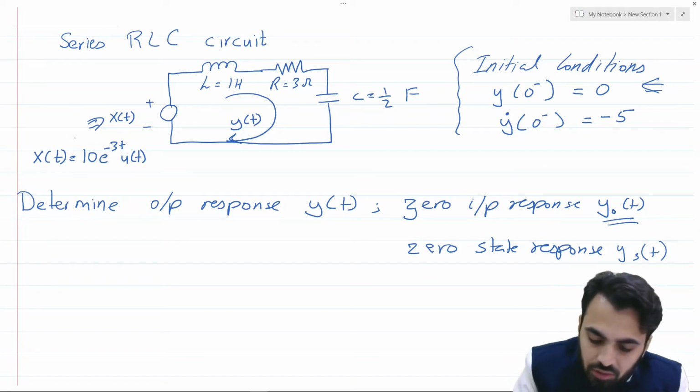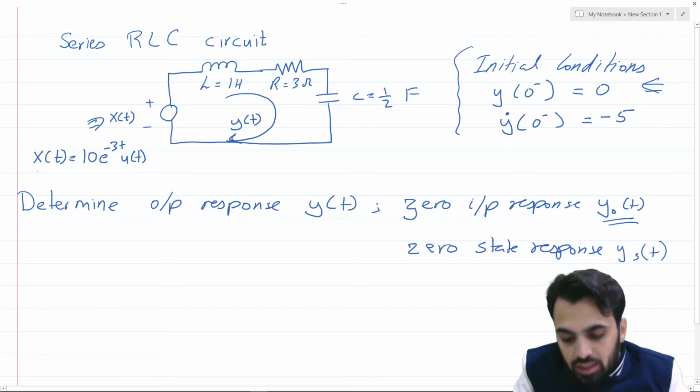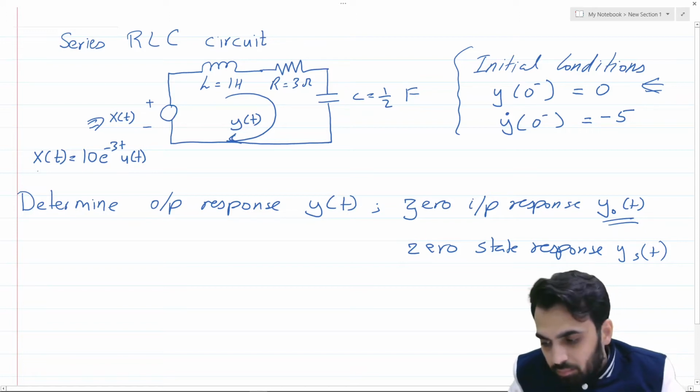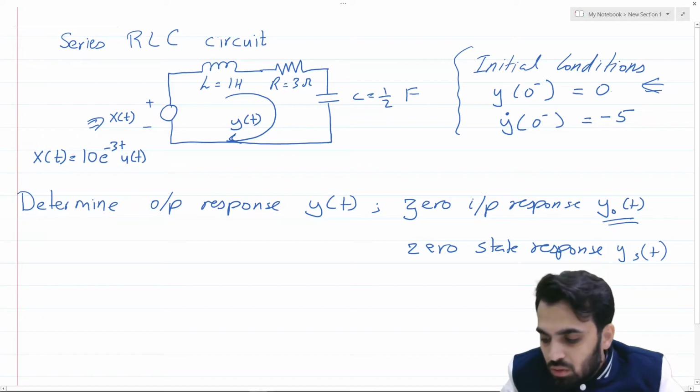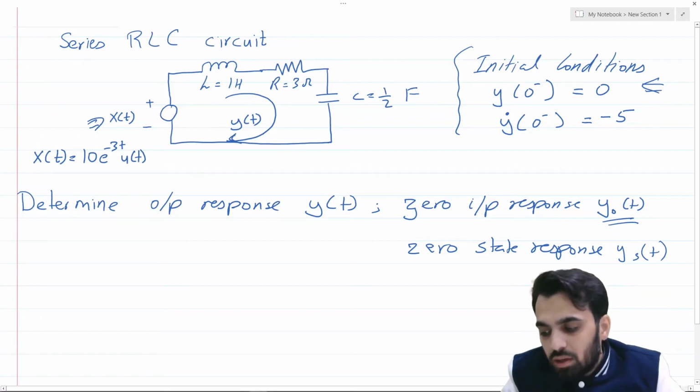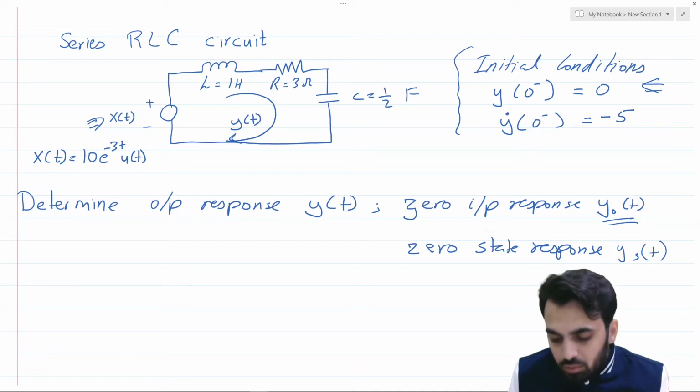The input that we are given is x(t), which is equivalent to 10e^(-3t) u(t). Moreover, the initial conditions are y(0-) equal to 0 and y derivative of 0- is equal to -5. So in this video, we would be calculating the output response, that is y(t), the zero input response y0(t), and the zero state response, that is ys(t).